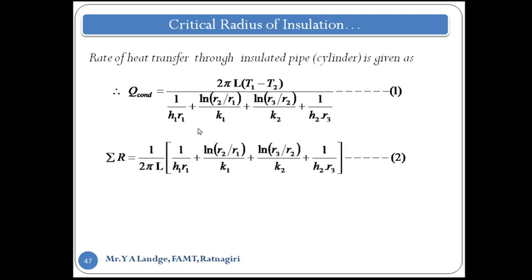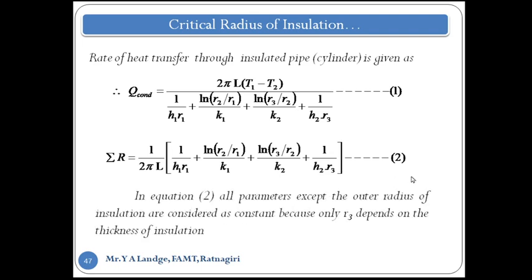Now we take the summation of the resistances. I write the summation of R equals 1 upon 2 pi L, and in brackets 1 upon H1 R1, plus ln of R2 by R1 over K1, plus ln of R3 by R2 over K2, plus 1 upon H2 R3. I take this as equation number 2.